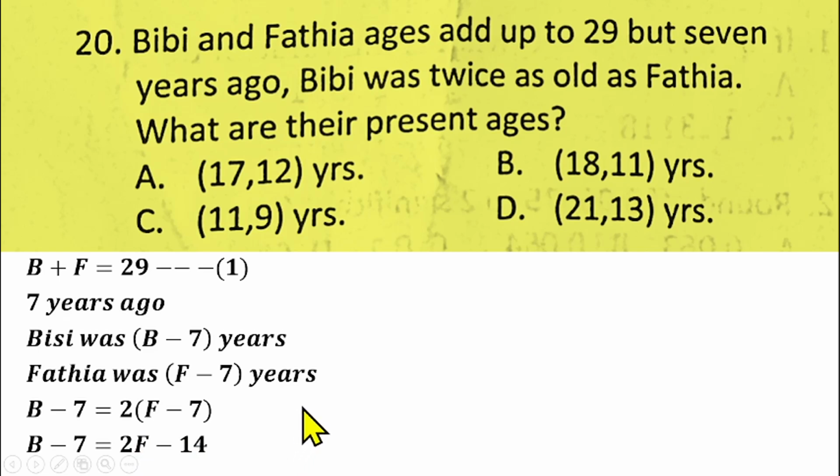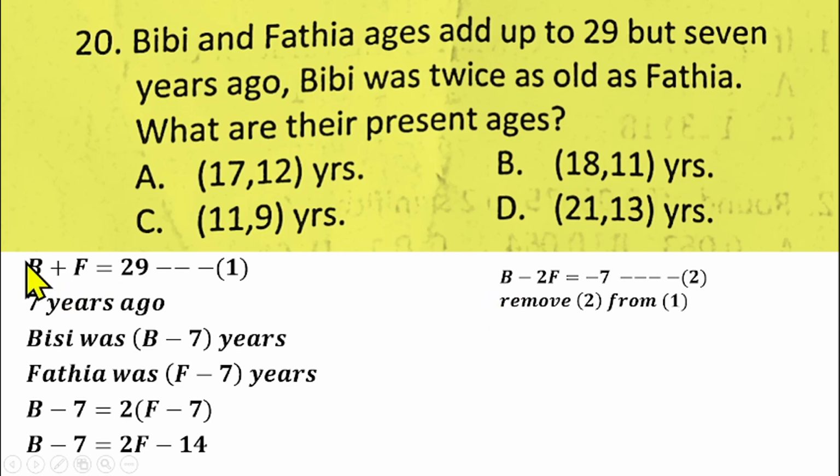You can collect like terms from there also. Then you'll be having B minus 2F equals minus 14 plus 7. And that will give us B minus 2F equals minus 7, which is equation 2. We can now solve these equations simultaneously to find the value of B and F. Then from there, we can eliminate B here by removing equation 2 from equation 1.